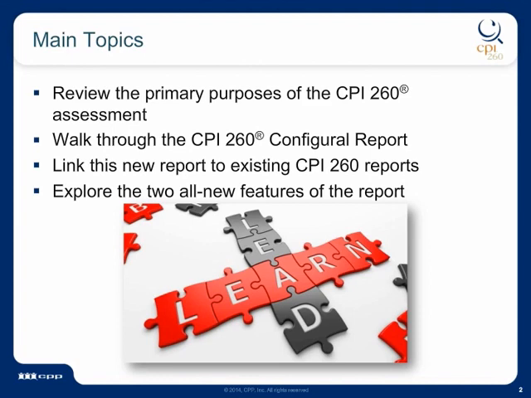In this presentation, we will quickly walk you through the 6 sections of the new CPI 260 configural report, showing pages and, where we can, linking the sections of the configural report to information you may already be familiar with in the existing client feedback report. As the final point on this slide indicates, the CPI 260 configural report contains 2 all-new sources of interpretive information for a set of CPI 260 results that are not found in any other of the CPI 260 reports. We will look at these 2 new to the assessment sections of the configural report in some depth.